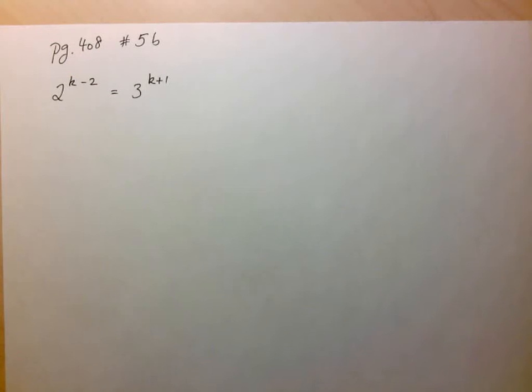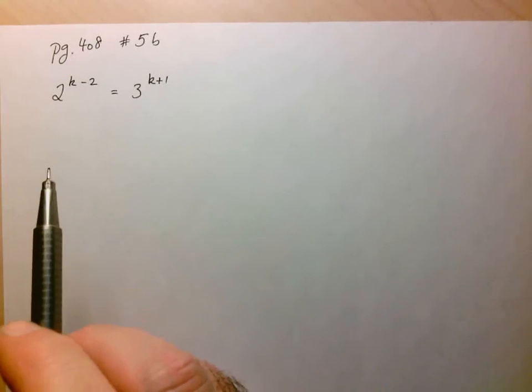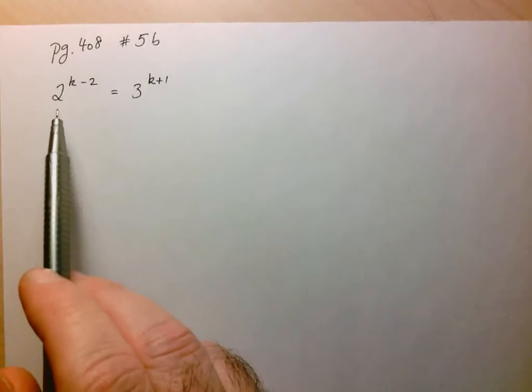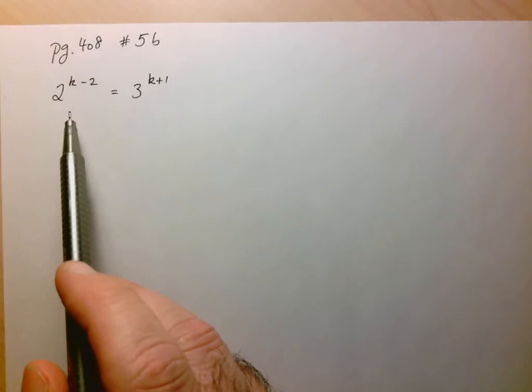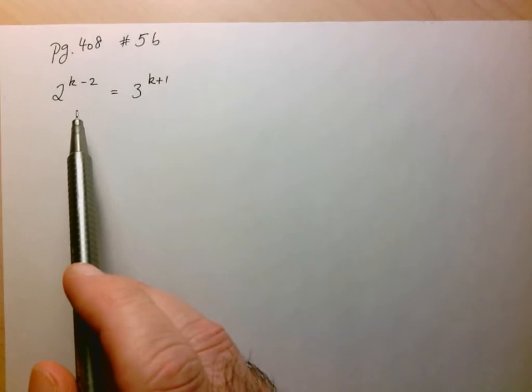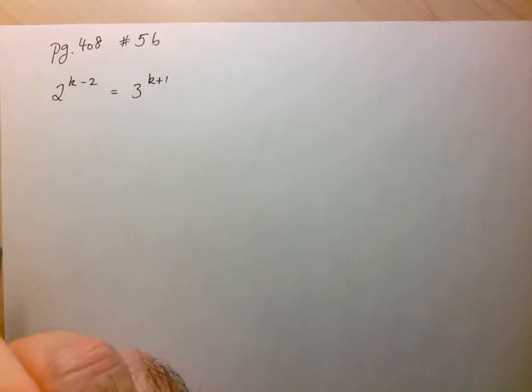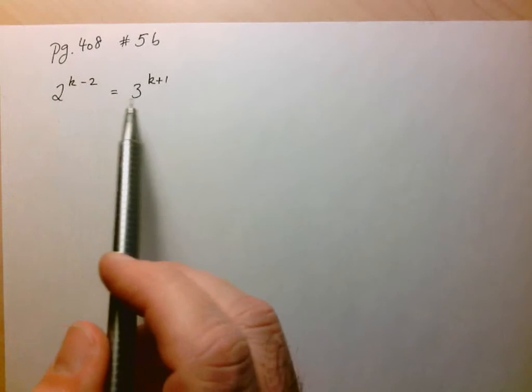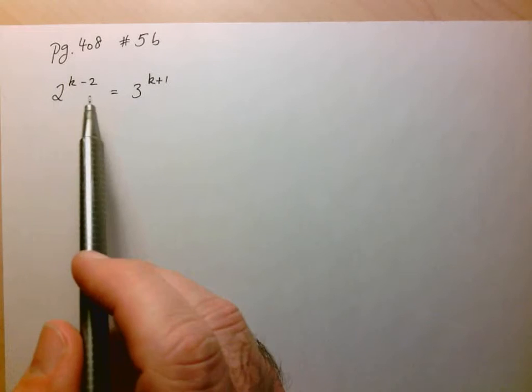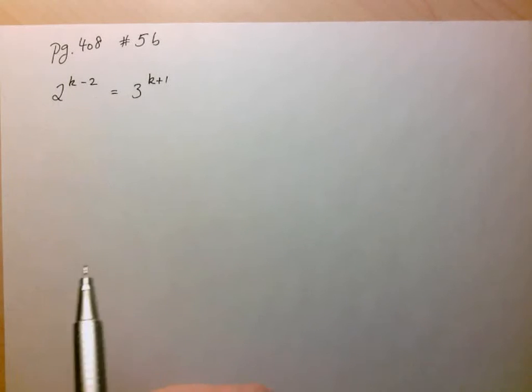Hi folks, we're going to take a look at the solution to 5b from page 408, and it's a question on solving an exponential equation. And this is the type of exponential equation that's solved a little differently than most of the others. The reason it has to be solved differently is that you can't easily write both of these exponential expressions using the same power.